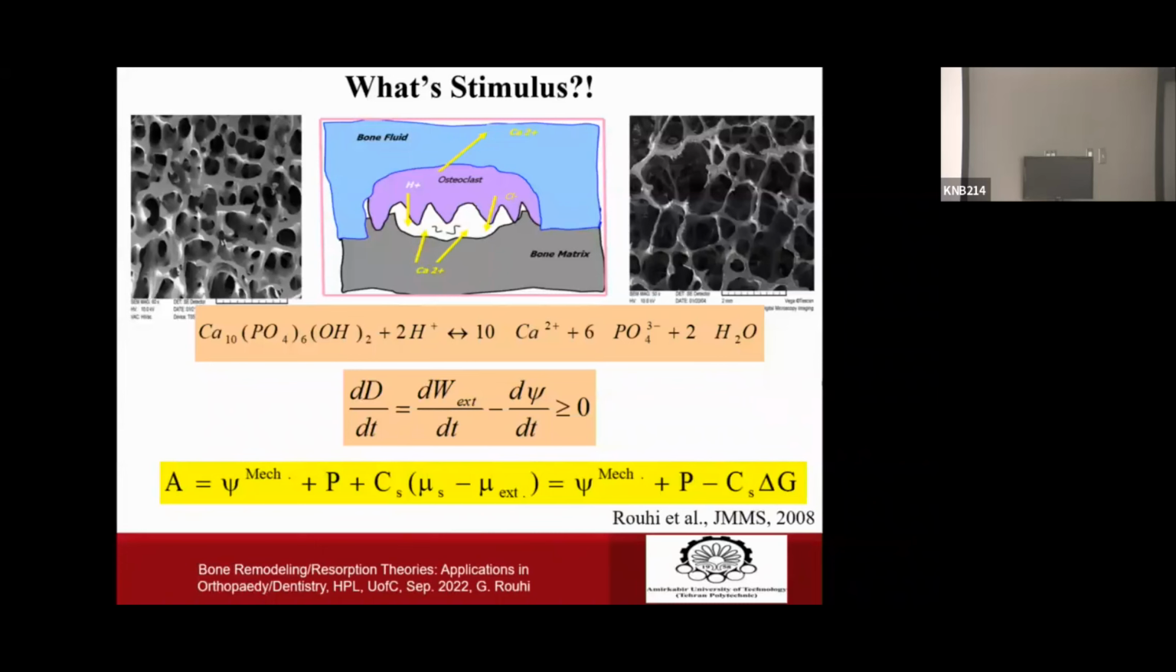These two terms are mechanical: strain energy density, the integral of sigma d epsilon, the area under the stress strain curve. The second term is the hydrostatic pressure of the fluid phase. And the third term is related to the concentration of different ions before and after resorption. So we have chemical, biological, and mechanical factors all working together in the resorption process, the first phase of the remodeling process.